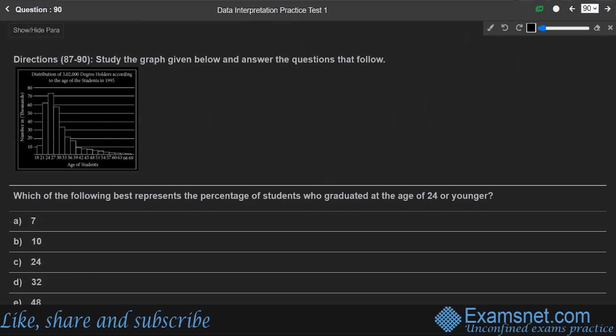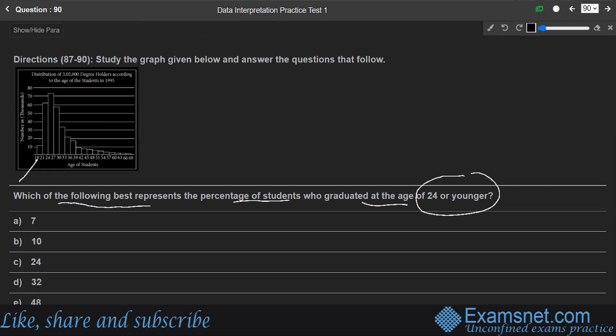Now, for the same bar graph, we are supposed to answer a different question. The question says, which of the following best represents the percentage of students who graduated at the age of 24 or younger? So clearly he is asking, what is the percentage of people who graduated at 24 or younger out of the total people who graduated? For that, we need to first see the number for the age group of 24 or younger. So we need to see the graph.